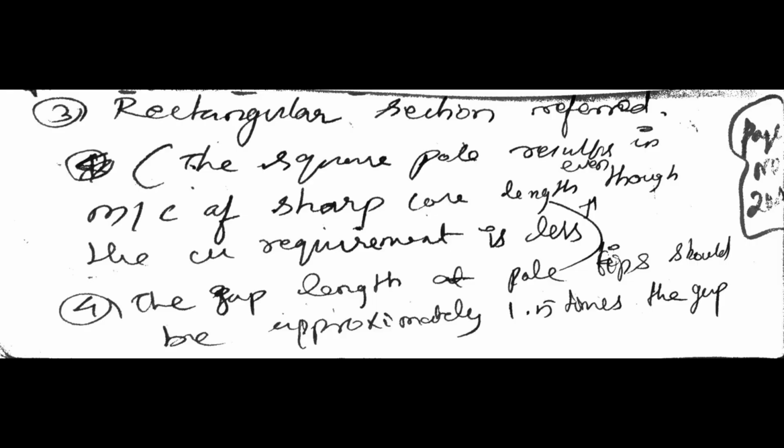Design of field system. Dimensions of poles. Continuation of third point: rectangular section preferred. The square pole results in increased core length even though the copper requirement is less. Fourth point: the gap length at pole tips should be approximately 1.5 times the gap length under the center of the pole.